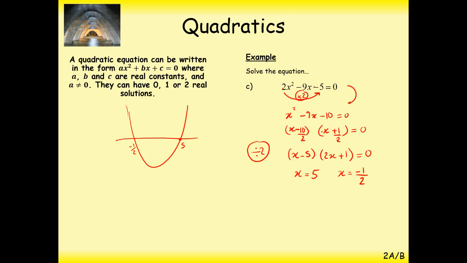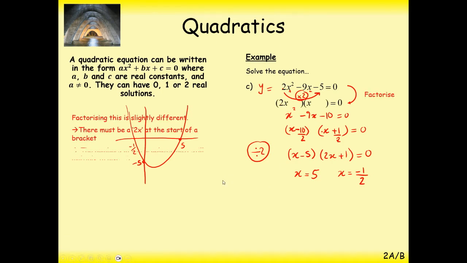Now, what would be the y-intercept? The y-intercept would be minus 5 because when I substitute 0 for x here, the first two terms will be 0, and we would have just a minus 5. Alright, let's look at another example.